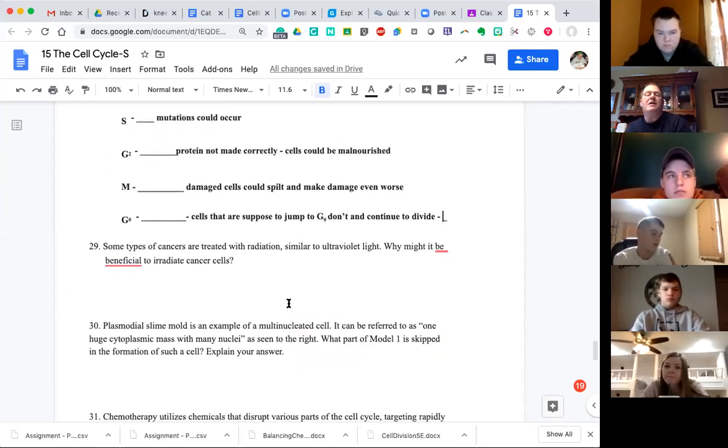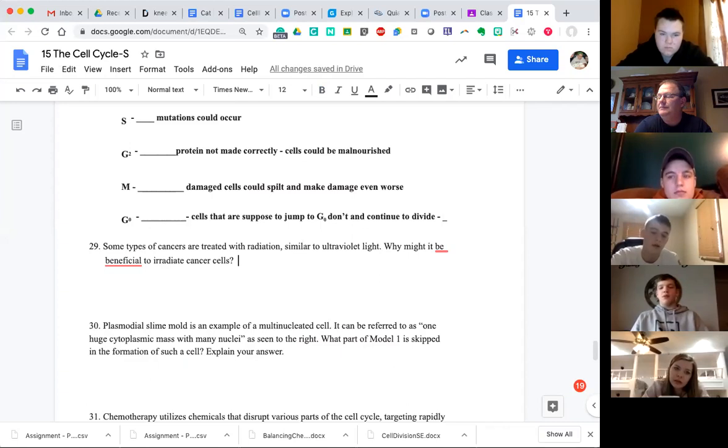Okay, 29, some types of cancer are treated with radiation. Why might it be beneficial to radiate cancer cells? It could try and affect them in the mitosis phase, so they couldn't reproduce. Okay.